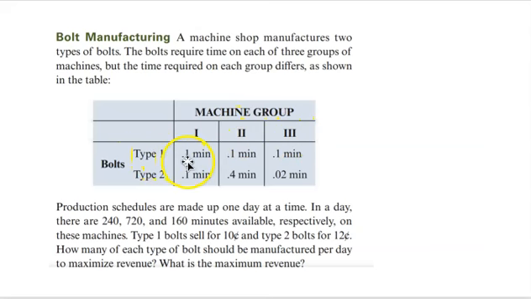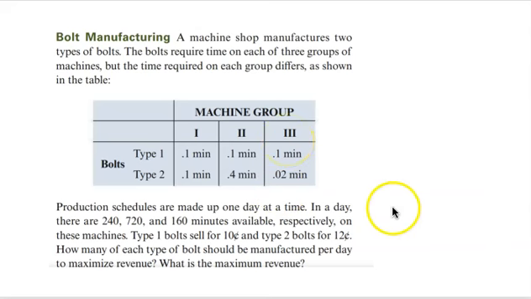Bolt type 1 requires a tenth of a minute on machine group 1, a tenth of a minute on machine group 2, and a tenth of a minute on machine group 3. Bolt type 2 requires a tenth of a minute on machine group 1, but 4/10ths of a minute on machine group 2, and 2/100ths of a minute on machine group 3.